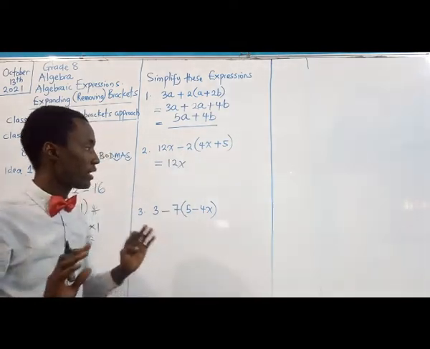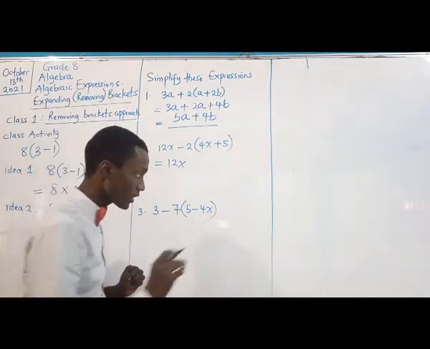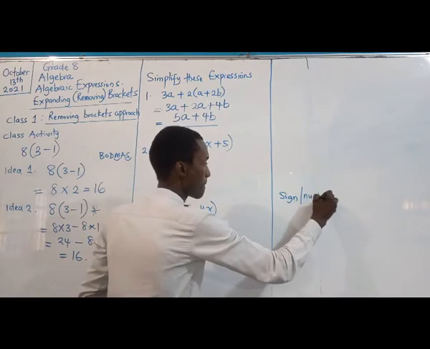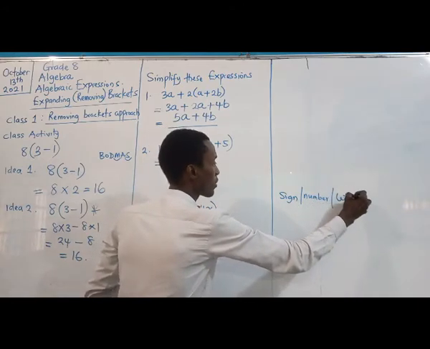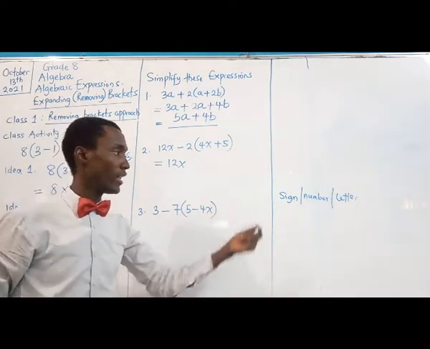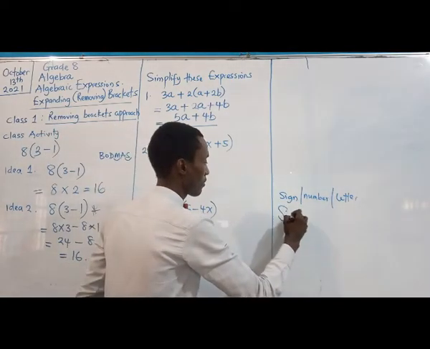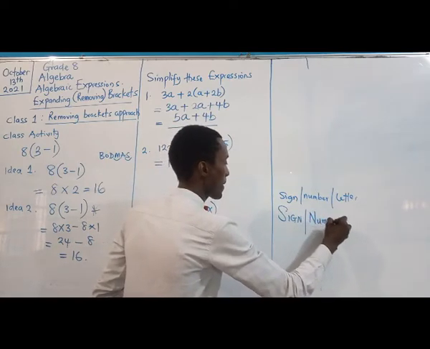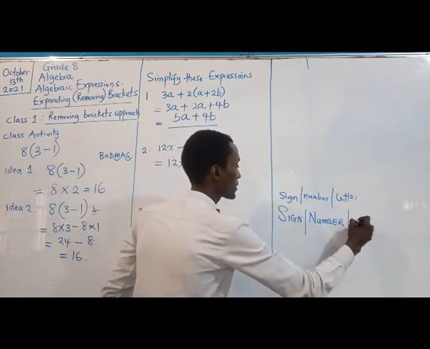Now, the order in solving is this. It is sign, number, letter. You want to write that somewhere? It is sign, number, letter. So maybe I'll write that more legibly. Sign, number, letter.